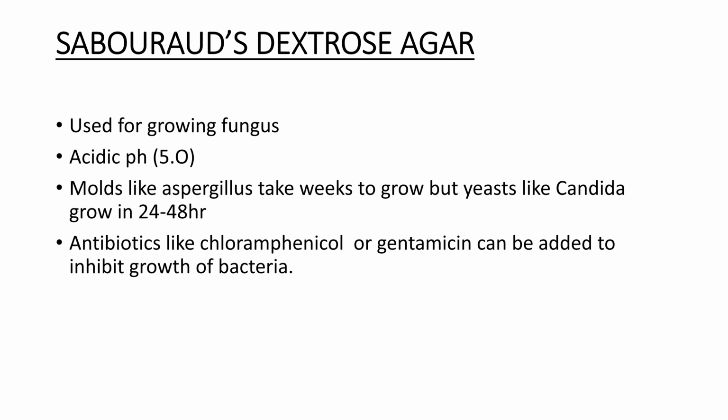Now Sabouraud dextrose agar. Sabouraud dextrose agar is used for growing fungus, and the pH of it is approximately 5.0. Molds like Aspergillus take weeks to grow, but yeast like Candida grow in 24 to 48 hours. Antibiotics like chloramphenicol and gentamicin can be added to inhibit the growth of bacteria. So this is also a viva question.